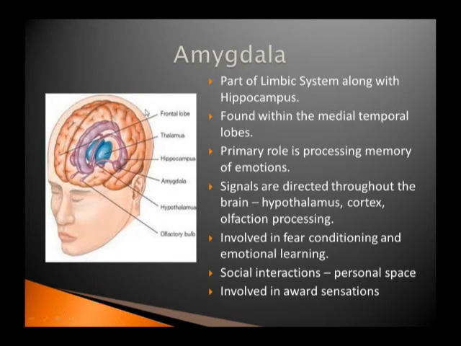Another part of the limbic system is a brain center called the amygdala. The amygdala is found on the medial temporal lobes, close to where the fusiform gyrus is, by the way. It has a primary role in processing memory of emotions, and then it sends signals throughout the brain. The amygdala is more involved in fear conditioning and emotional learning, so attaching emotion to something that has been learned in the past. And if there are any problems in the amygdala, one of the things that can happen is problems with personal space boundaries.